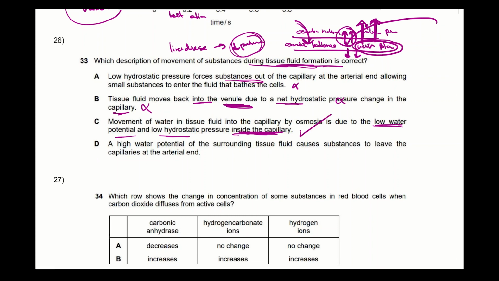D. A high water potential of the surrounding tissue fluid causes substances to leave the capillaries. Now, be careful of the wording here. A high water potential in the surrounding tissue. It should be a high water potential in the capillaries. Therefore, this is incorrect. And the answer is going to be C.